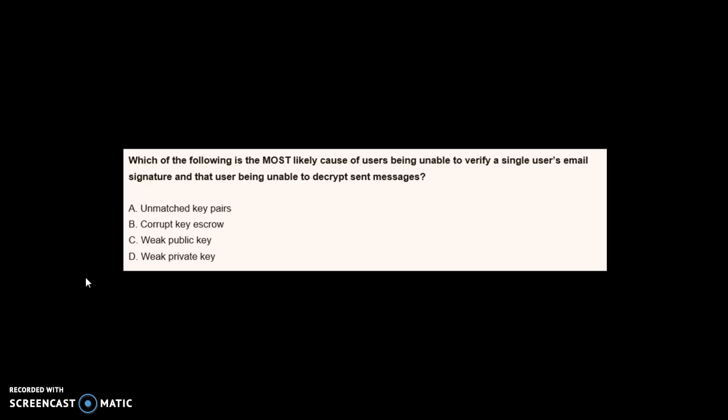Which of the following is the most likely cause of users being unable to verify a single user's email signature and that user being unable to decrypt the sent messages?